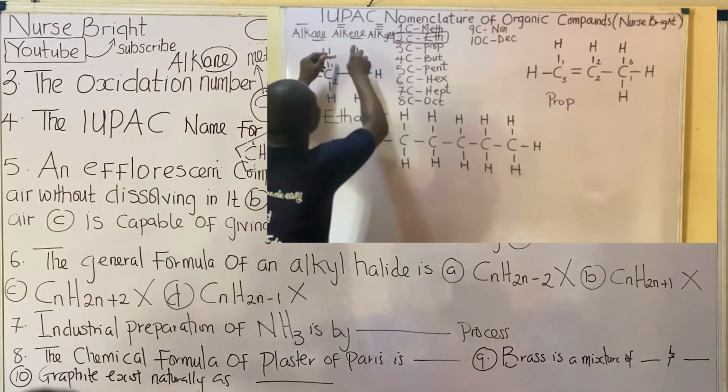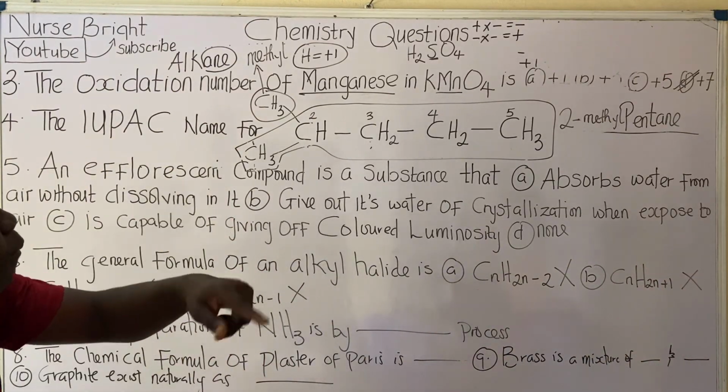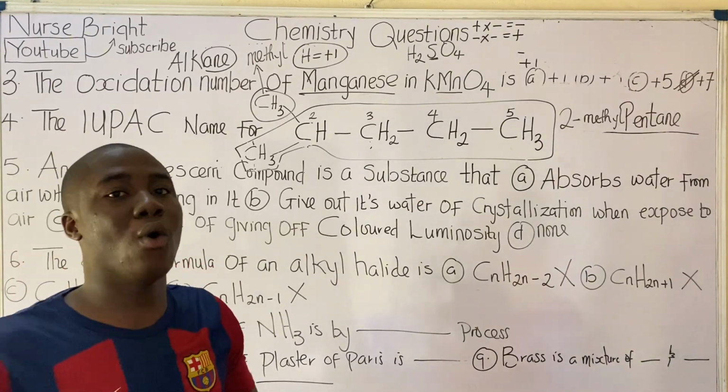So moving further, question number 5 says, an efflorescent compound is a substance that what? So I've explained this initially.